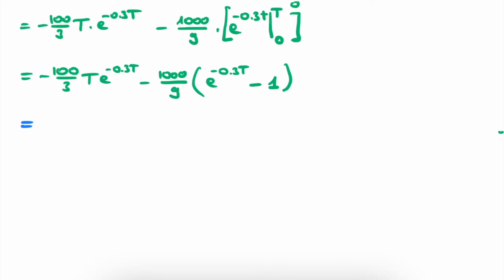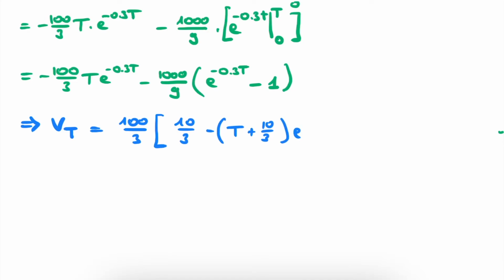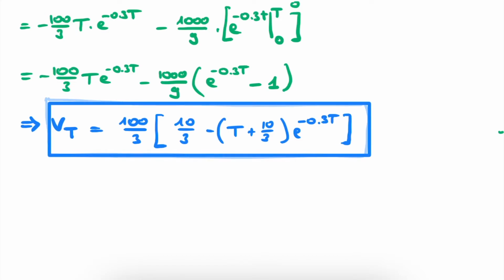And in the end, we can rewrite this even further in order to get v of capital T, the cumulative amount of views after a time capital T after release, which is equal to 100 divided by 3, which we factor out, multiplied by 10 divided by 3, minus capital T plus 10 divided by 3, and these brackets multiplied by e to the power of minus 0.3 capital T. And this is actually a very neat formula, because we can simply fill in any capital T that we like, and we receive back the total cumulative number of views after this specific time t.